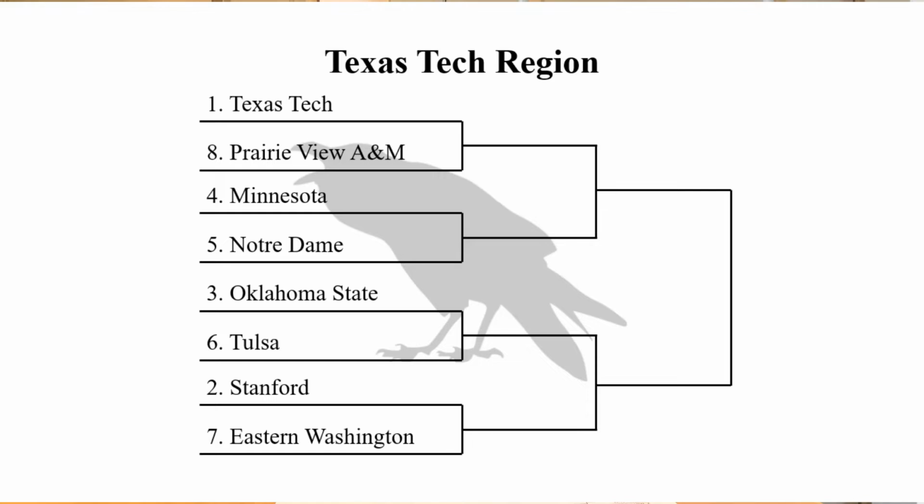On the other half of the bracket, we've got a good old-fashioned matchup in the Sooner State. Got some neighbors going at it. It is not Bedlam, but it's the next best thing. Oklahoma State hosting Tulsa. And out on the West Coast, Stanford will play host to Eastern Washington. Eastern Washington Eagles are the champions of the Big Sky Conference.